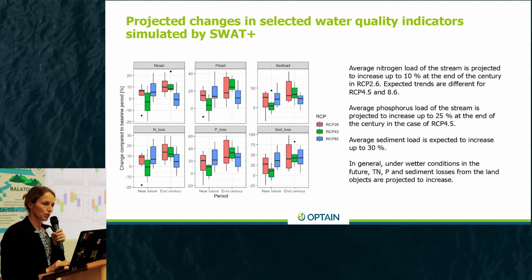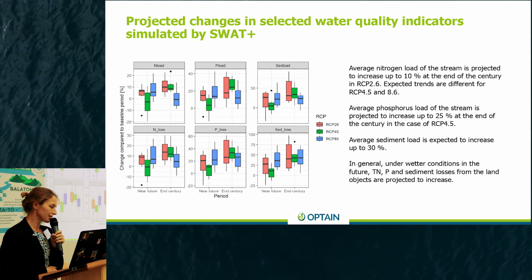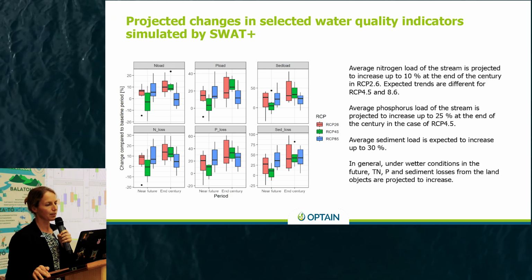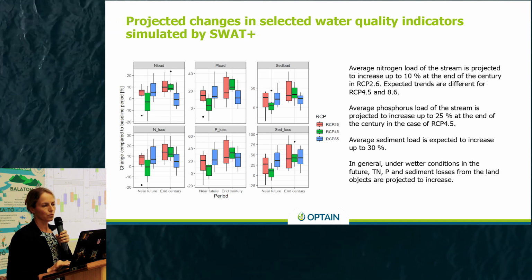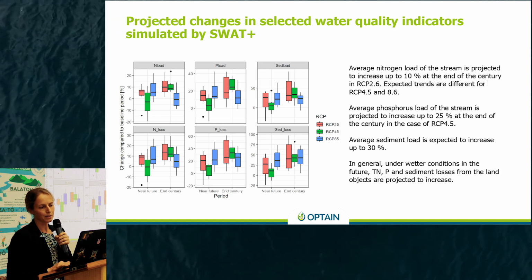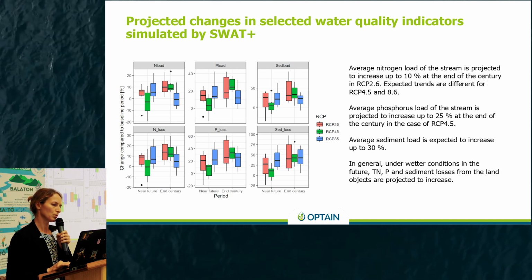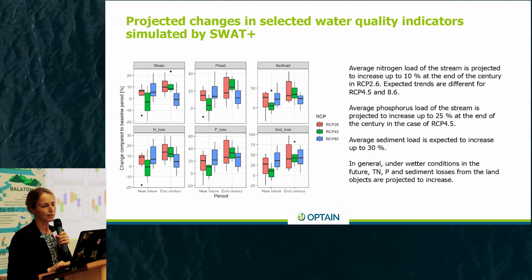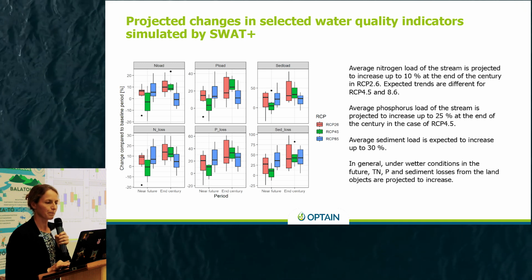Then what about the water quality? Here in the water quality I have to highlight that till now we managed to calibrate and validate the model just for the nitrate. So for the phosphorus and sediment, these are expected changes, also for the nitrate, but since we couldn't calibrate the model yet for these, they are less reliable.